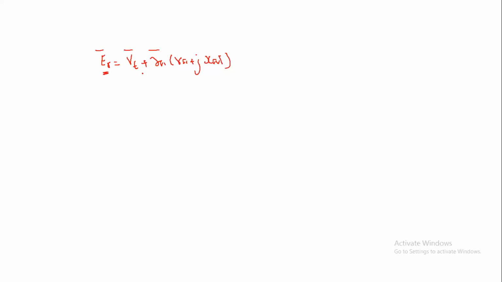You take Vt as a reference and the current lagging behind by some angle. Okay, so you take voltage as a reference, and you will get ER.